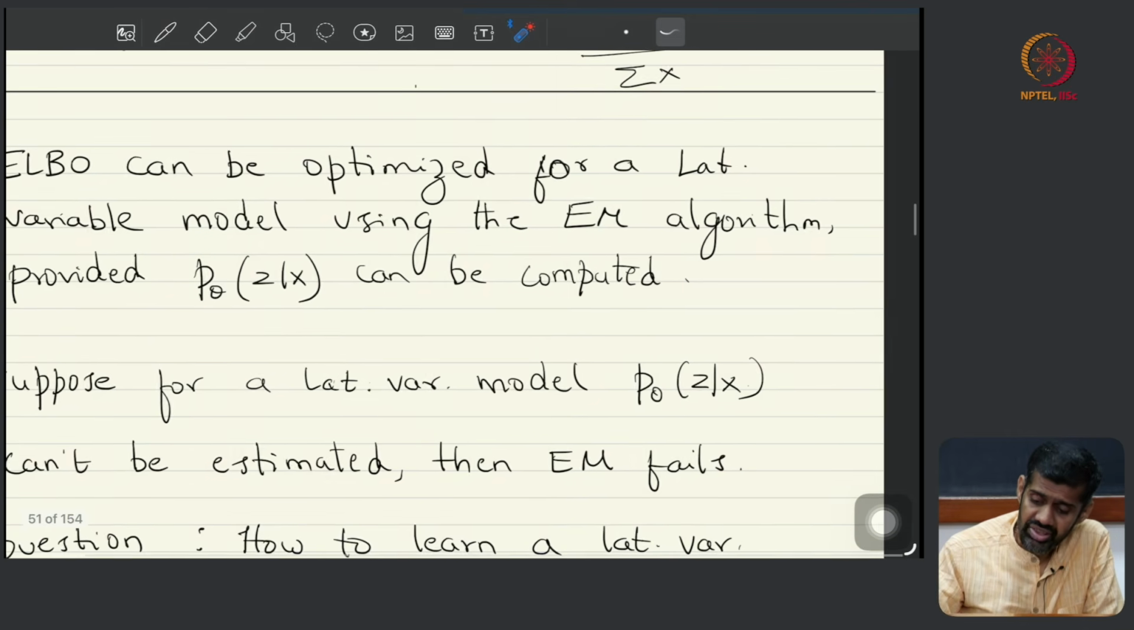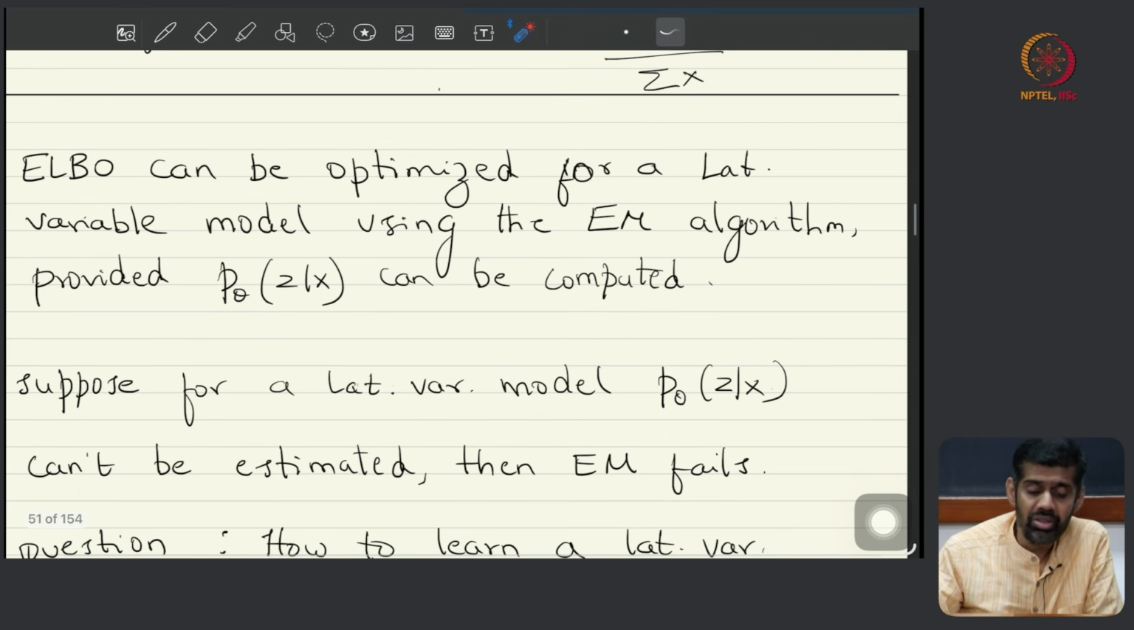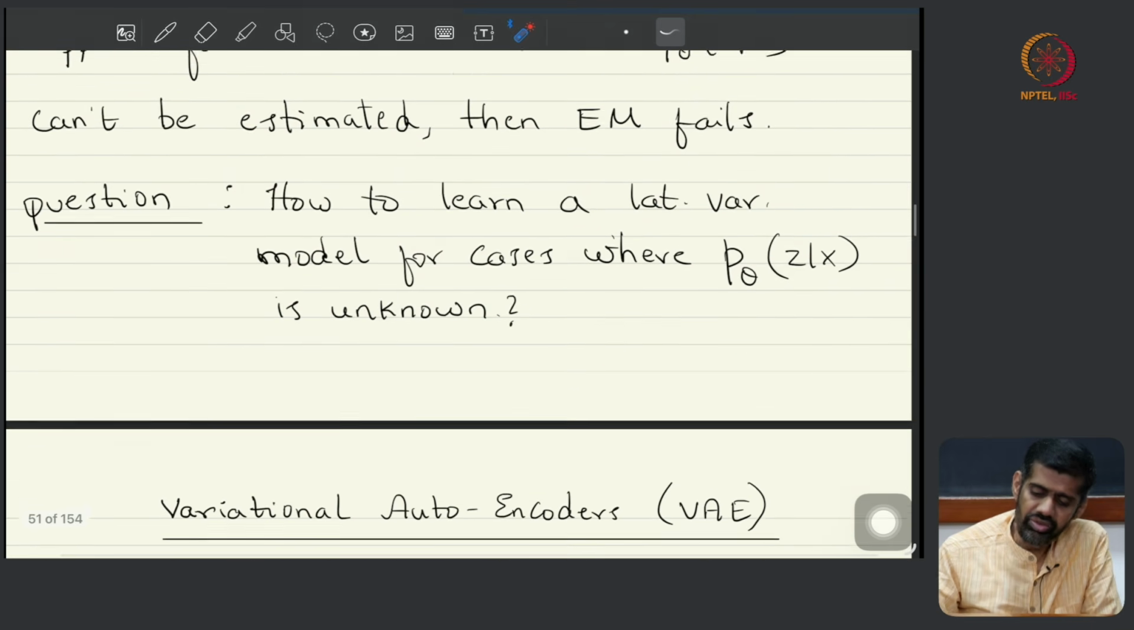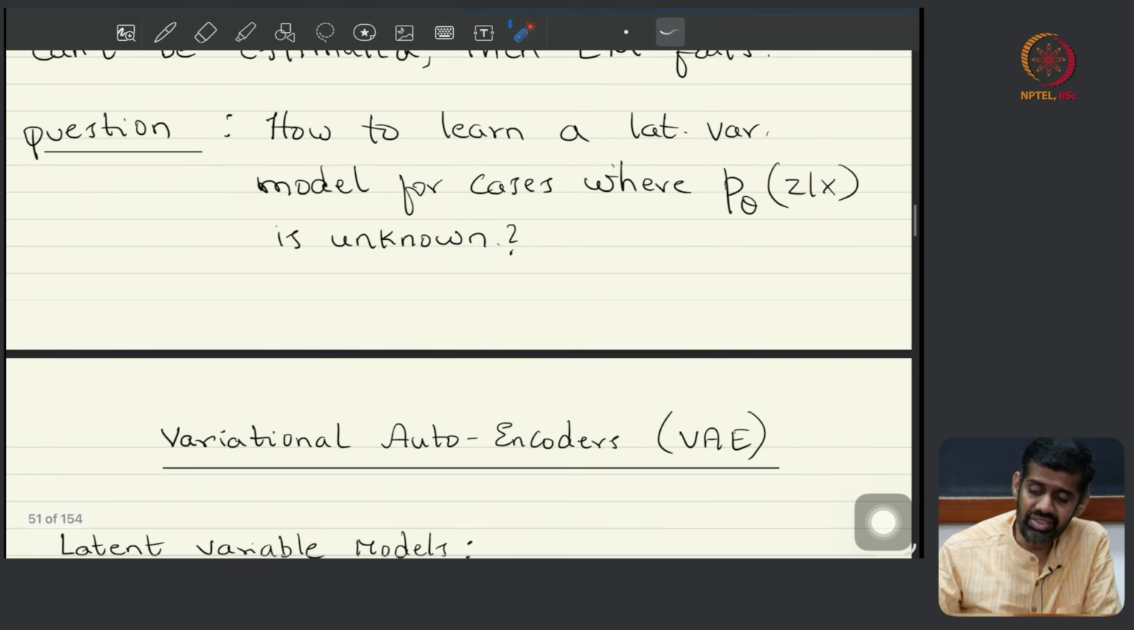However, the question is, suppose you construct a model where p theta of z given x is not tractable. How do you build latent variable models? Okay, so that is the question. How to learn latent variable models for cases where p theta of z given x is unknown.